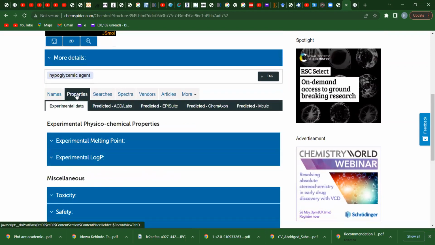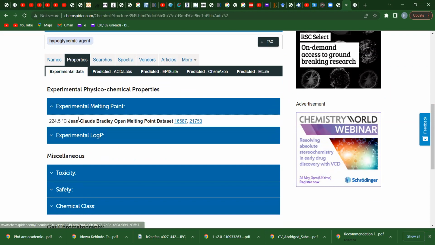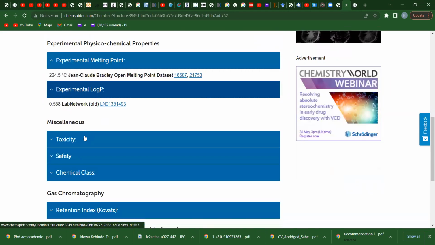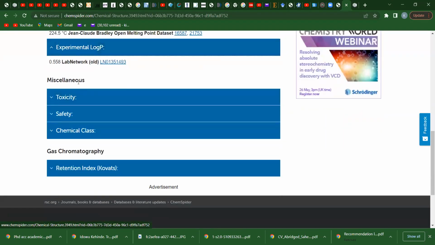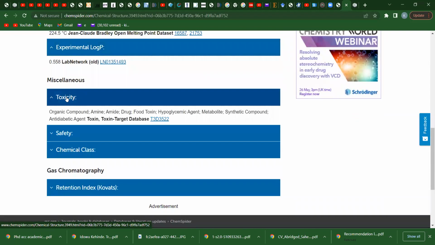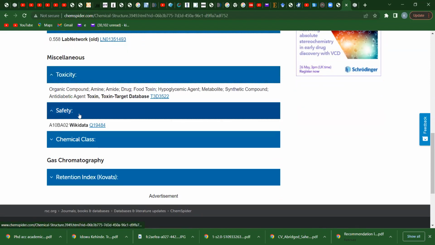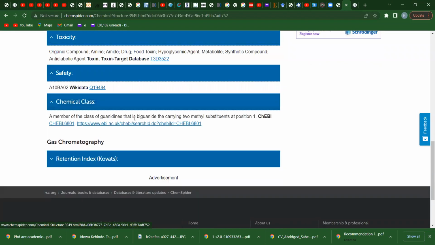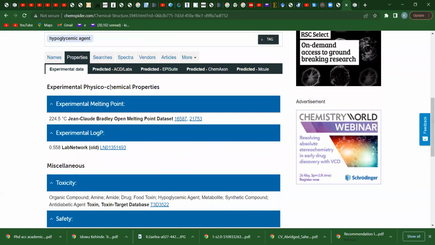Let's look at the properties. We have the experimental melting point, 4.5 degree. Experimental log P. Log P is talking about how soluble it is in lipid. I'm going to explain that as we go further. This is the toxicity level of it. The toxicity is giving information about how toxic it is to the body. Safety, chemical class, chromatography, gas chromatographic information of it.